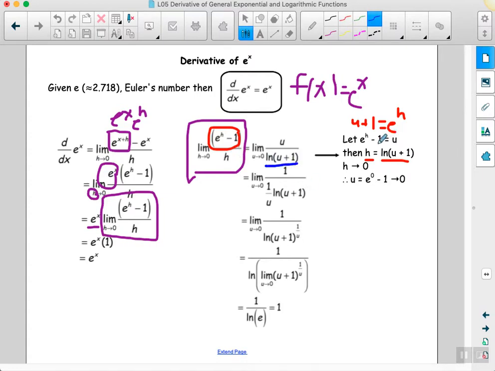And now I'm going to send h to 0. So if I send h to 0, I'll get e to the 0 minus 1, which is also 0. So if h goes to 0, then u goes to 0. So I've changed the limit. This is an identical limit in that they will have the same answer. So the limit as u goes to 0 of u over the natural log of u plus 1.